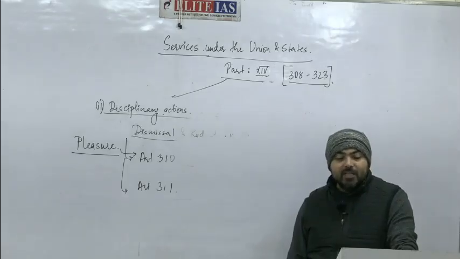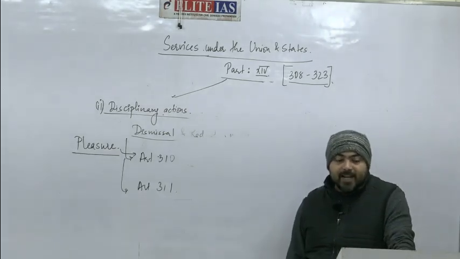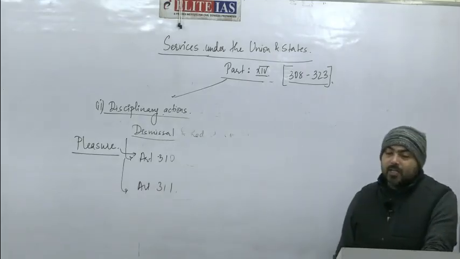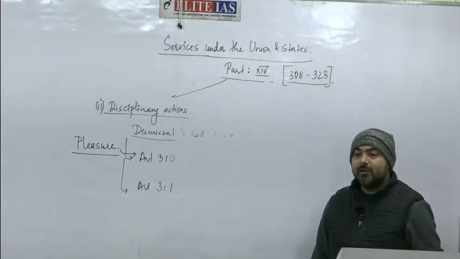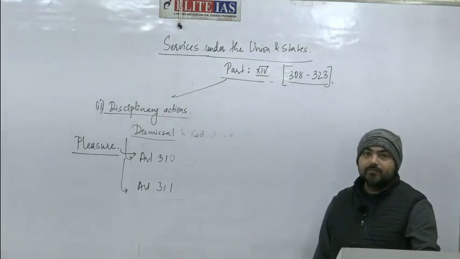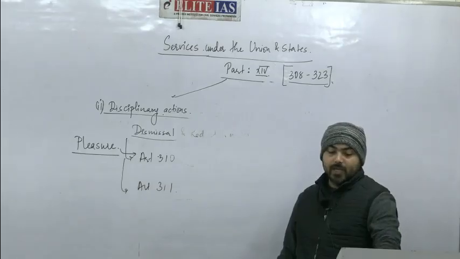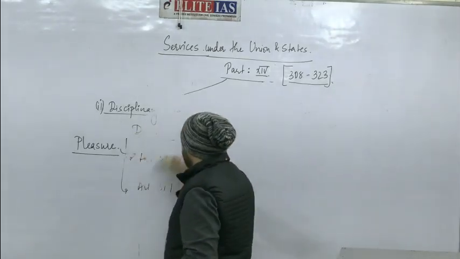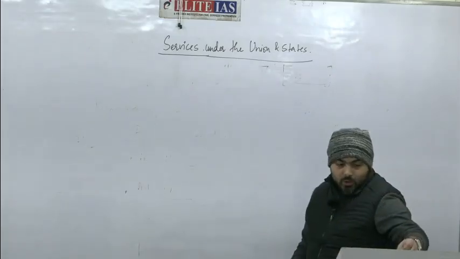Second, if the deciding authority, for any particular reason, provides in writing that it is not reasonably practical to hold such an inquiry, and third, if the president or the governor provides that it is not in the interest of the security of India to hold such an inquiry.